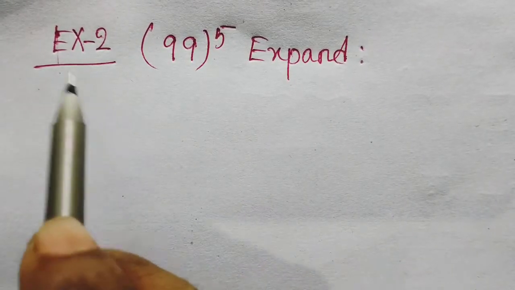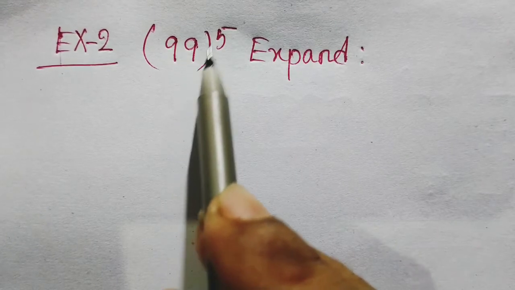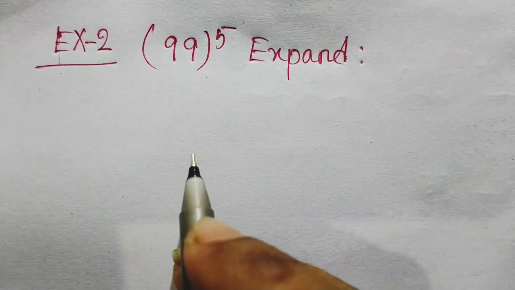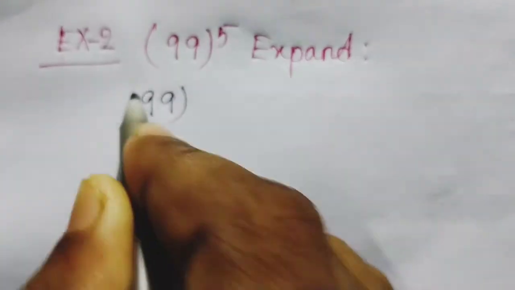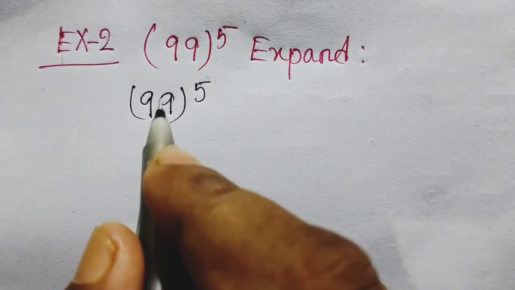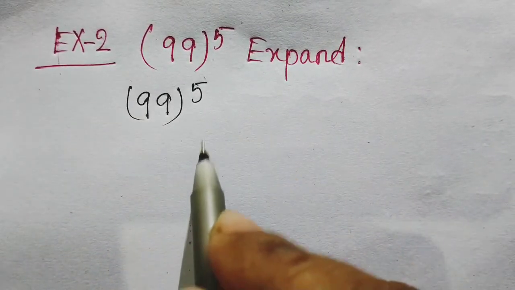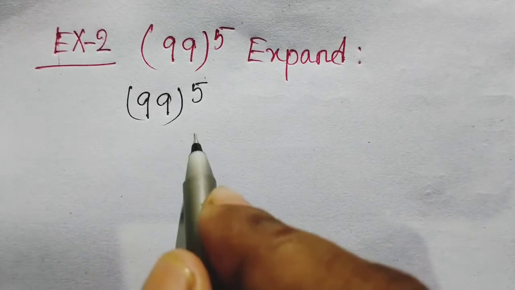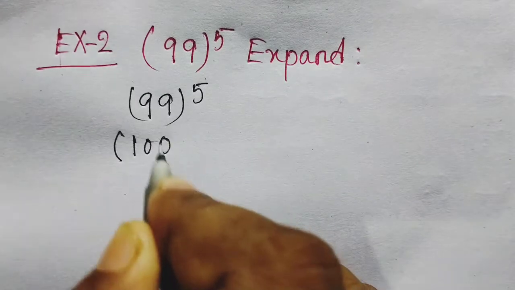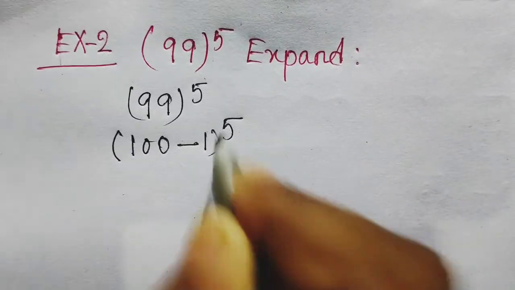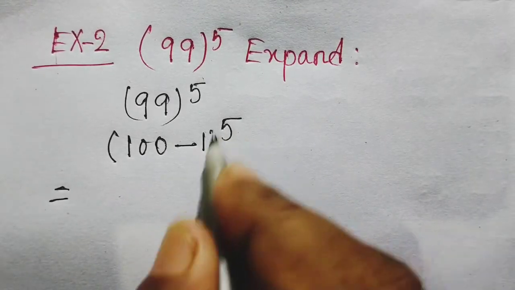Here is the next question. Using binomial theorem, compute the value of 99 whole to the power 5. So at first you have to write 99 whole to the power 5. So you have to use binomial theorem. You can't multiply 99 five times. So here you have to write in expanded form of binomial. So 99 can be written as 100 minus 1 whole to the power 5. Now 100 minus 1 whole to the power 5. So here n is 5.